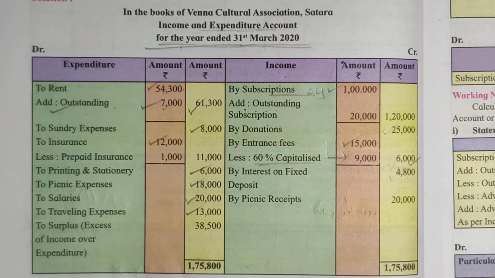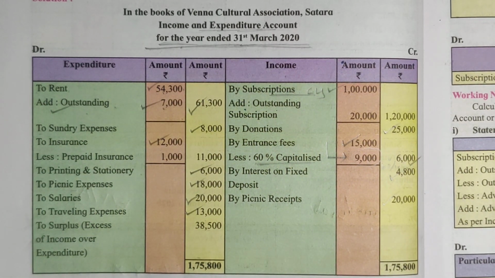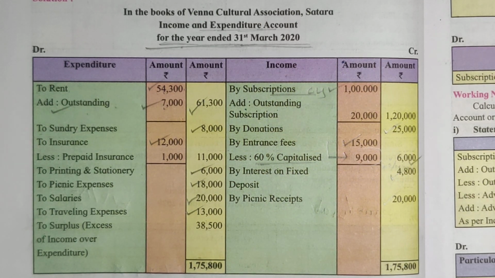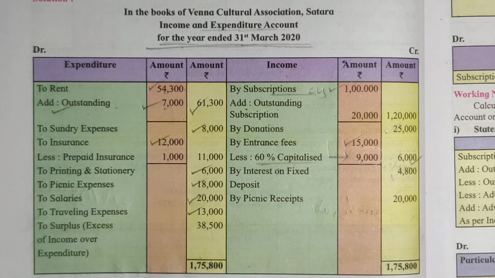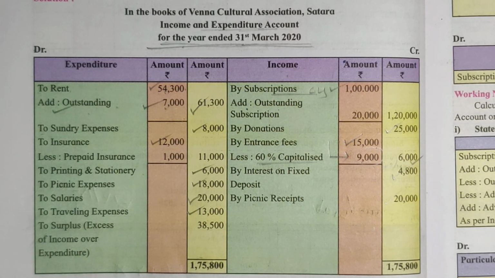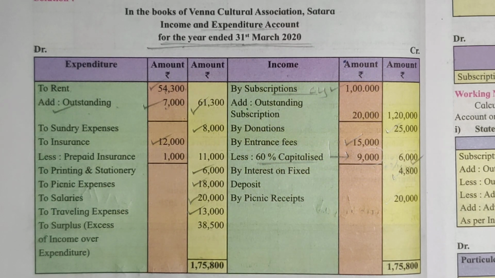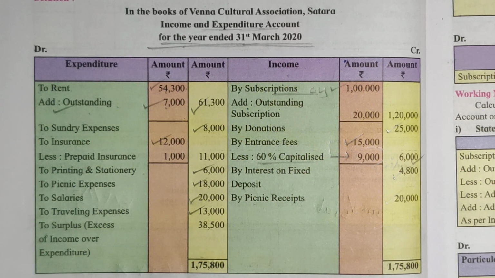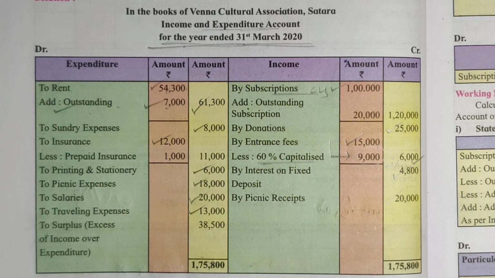If the question says entrance fees is to be capitalized, that time entire entrance fees is to be capitalized. If nothing is mentioned, that time we will record the entire entrance fees as income. So entrance fees to the extent of capitalization is to be added to the capital fund.